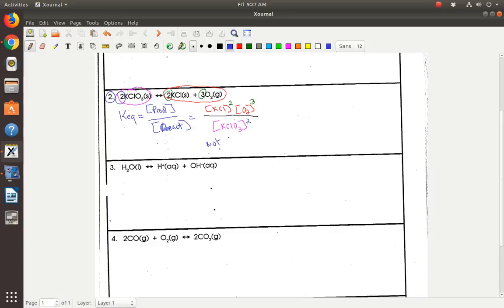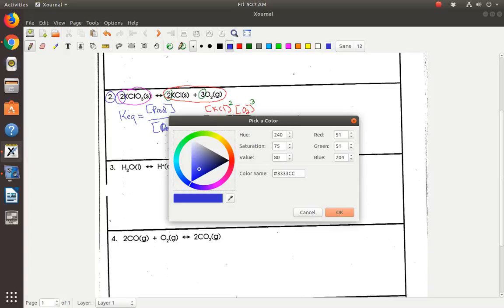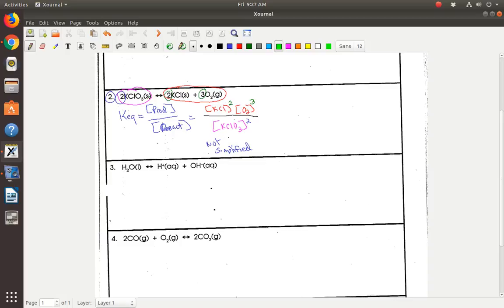This is not simplified. And we have to simplify it by looking at solids or pure liquids. Notice that this right there, that's a solid, and this is also a solid. I'm going to tell you now, look at number 3. That's water, and that is a pure liquid. So whatever I'm doing to the solids, you are also going to do in number 3 to the pure liquid. Solids and pure liquids have a concentration value of 1 when you calculate these things.